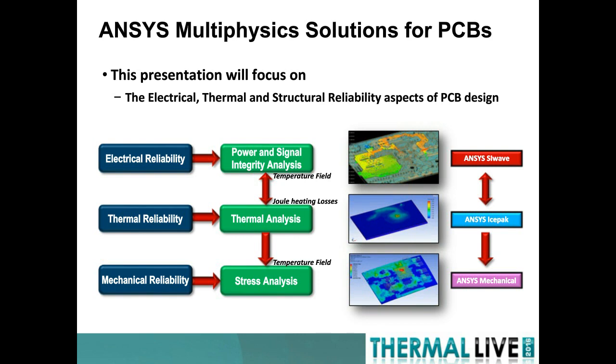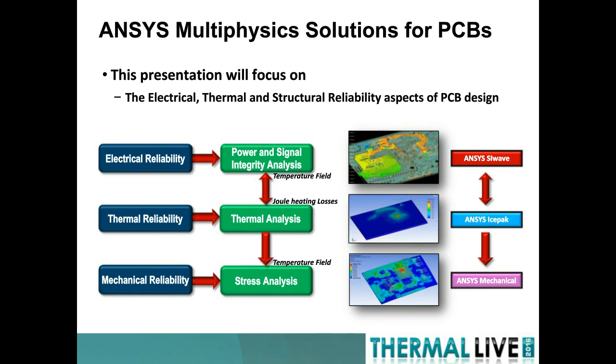So the Joule heating losses from SI-Wave need to go into ICEPAC for the thermal analysis. The information from the thermal analysis in ICEPAC needs to go back into SI-Wave so you can update your Joule heating losses based on the updated temperature. And this requires a bidirectional connection.